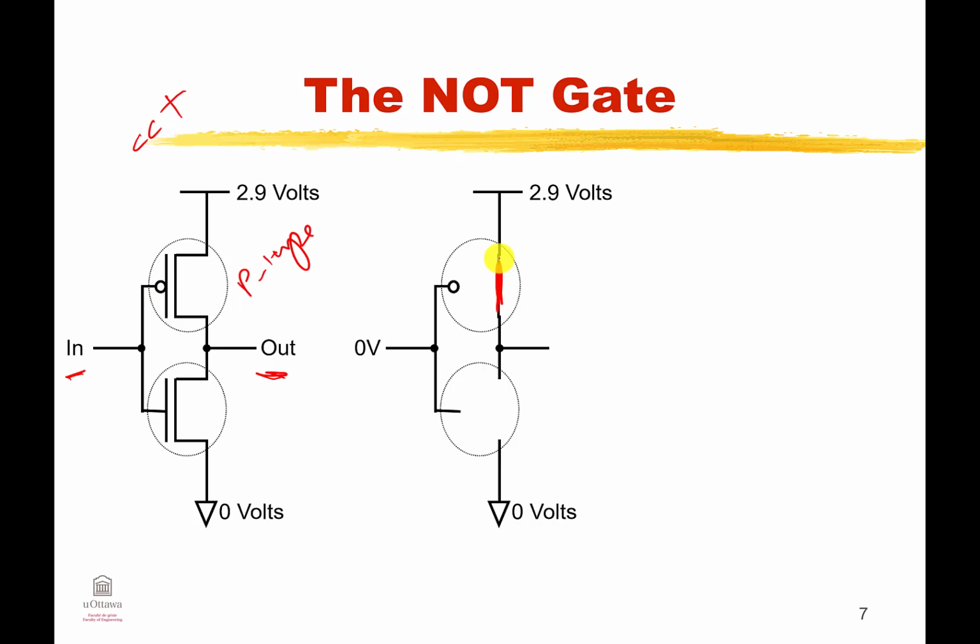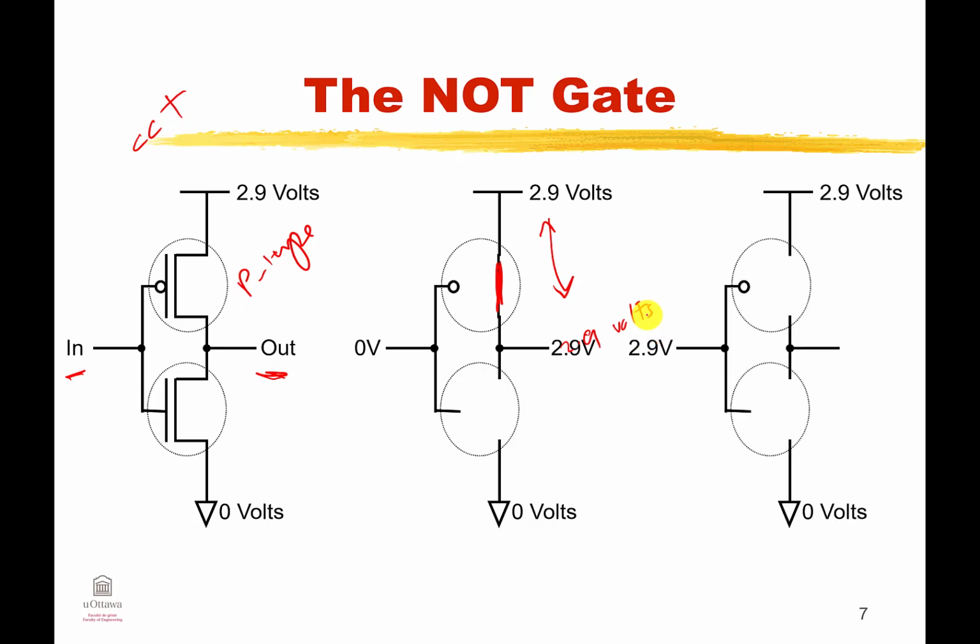That means the N-type, on the other hand, will not be conducting. So I will get here 2.9, because this point will be equal to this point, 2.9 volts. Okay, let's take a look at the other possibility, if the input voltage is equal to 2.9, which represents the high in our case.